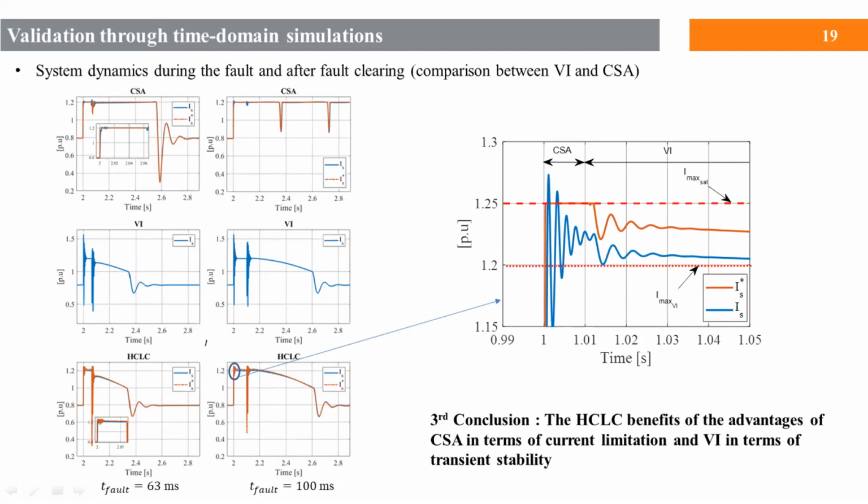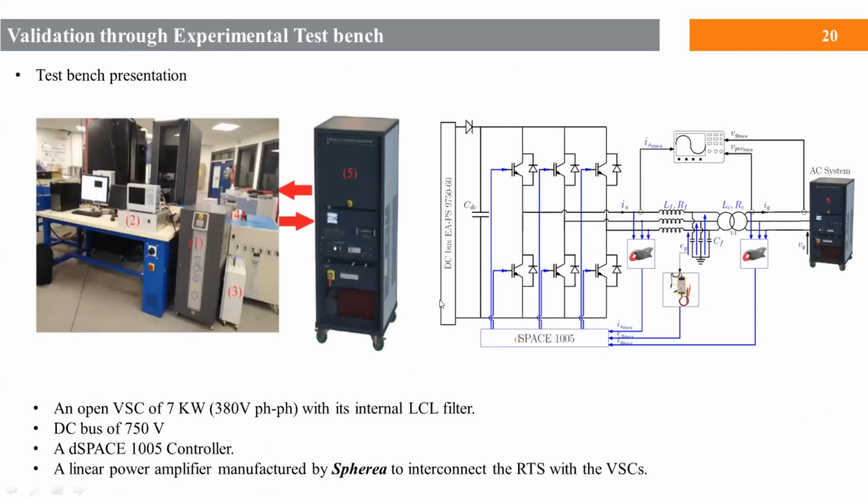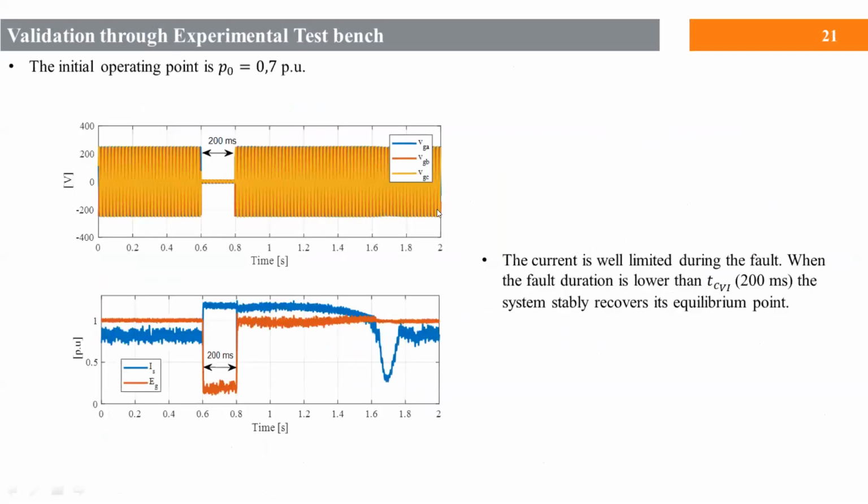When the fault duration is a little bit higher, you can see that the hybrid current limitation has the same dynamic behavior as the VI. To confirm all the results obtained, we validated our proposed control theory by experimental bench, which I will skip. And you can see here that for an operating bound of 0.7, the system is keeping stable, and the dynamic behavior seen before is the same as the one that we got here in experimentation.